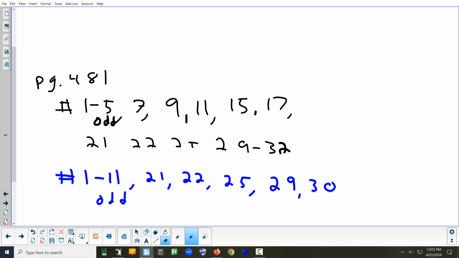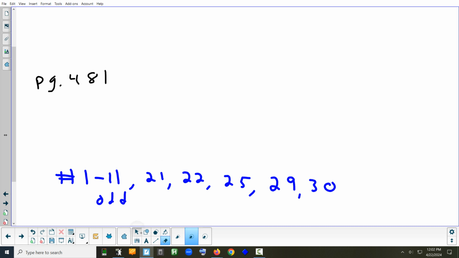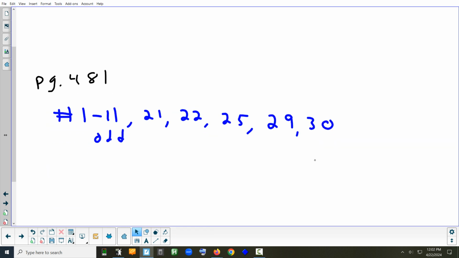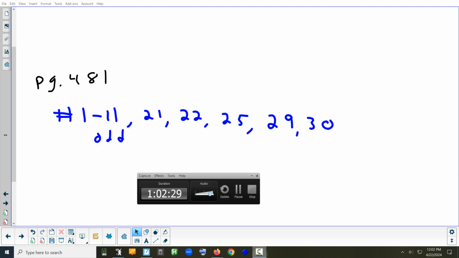Okay, so that's the homework. 1 through 11 odd, and then 21, 22, 25, 29, and 30.